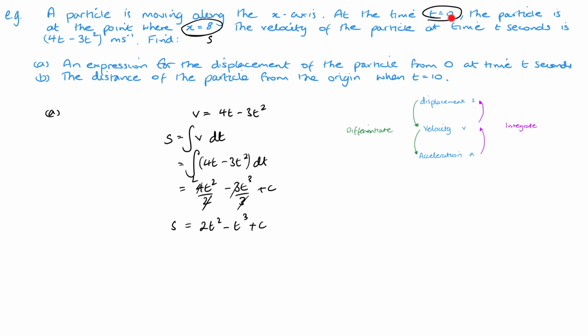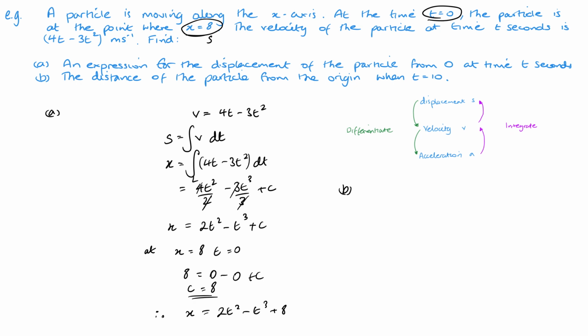However, like I said at the beginning, we're given an extra bit of information that enables us to find our value for that constant. So when t equals 0, x or s equals 8. Let's make it in terms of x, just to make it a little bit nicer. So at x equals 8, t is 0. So 8 equals 0 minus 0 plus c. So c is 8. Therefore, x equals 2t squared minus t cubed plus 8. And that's our expression for the displacement. So that's part A done, nice and easy.